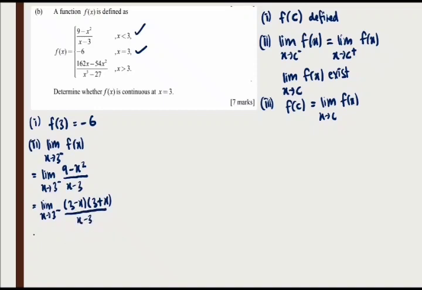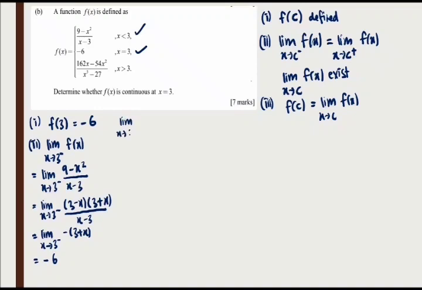To simplify this further, we can factor out the negative sign so that we can simplify. We factor out a negative, which leaves us with 3 plus x. We can simplify 3 minus x with x minus 3 down here by factoring out the negative. Then we will get this value. If we substitute 3, we will get negative 6. So that checks the left side.